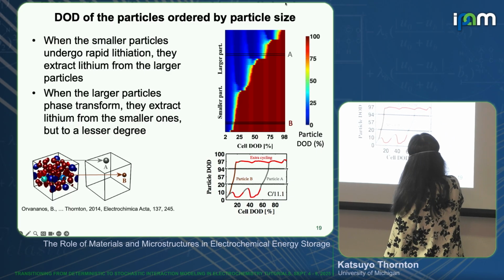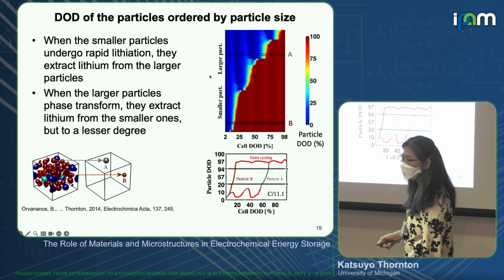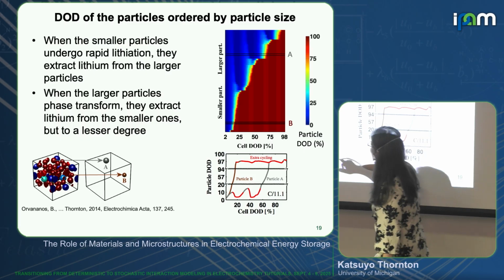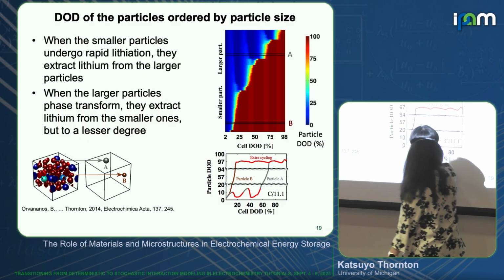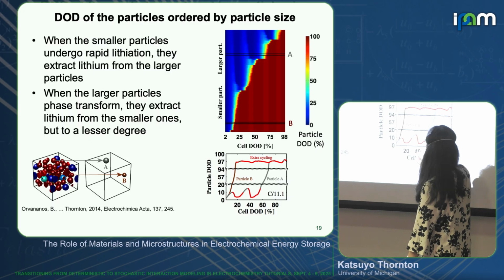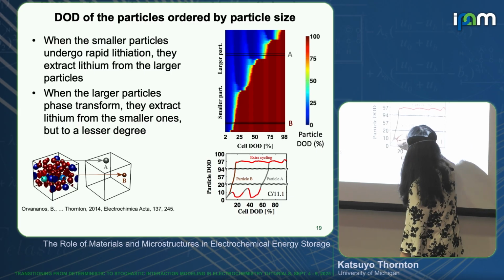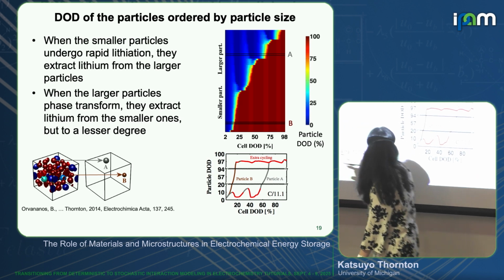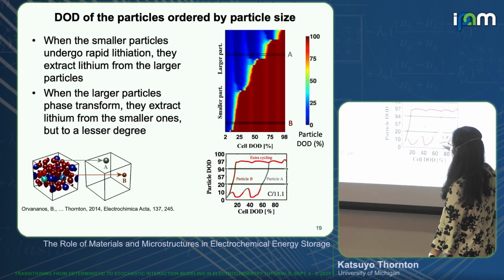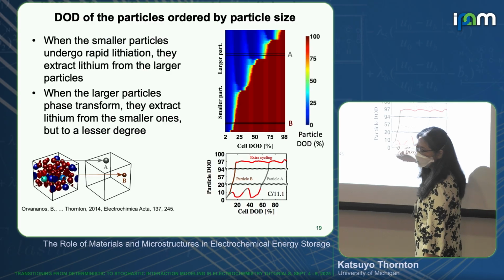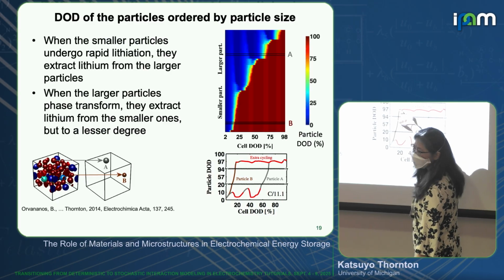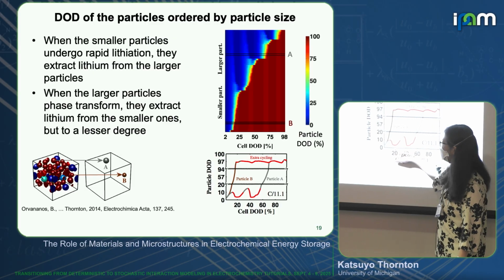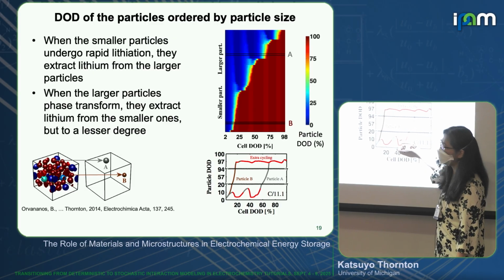So there's 1, 2, 3, 4 waves, okay? And if you look at one of the small particles, it does this. The large particle, which is this one, does this. So it starts lithiating, both of them. Small particles take off. Large particle delithiates, and then starts lithiating again.